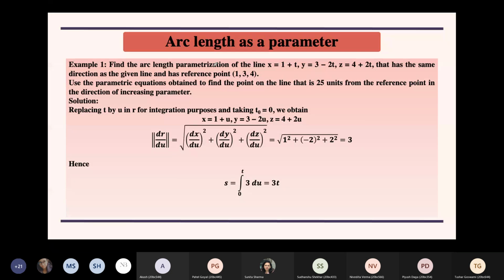So this is the parameterization using arc length. Is this clear to everyone? Does anyone have any doubts in this?